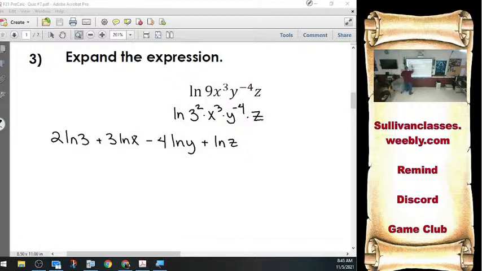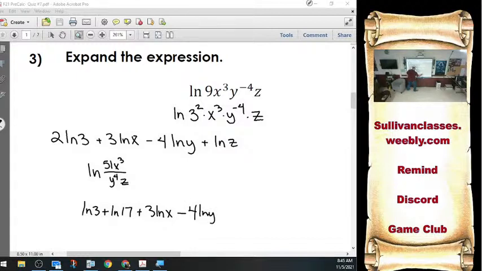So like if that was the ln of 51x to the third y to the fourth z, I'd say ln of 3, ln of 17, 3 ln of x. There's so many kids that are now going to say minus 4 ln of y, and then they'll goof and say plus the ln of z, because the y and the z were being multiplied. They are both in the denominator, so this needs to be negated.